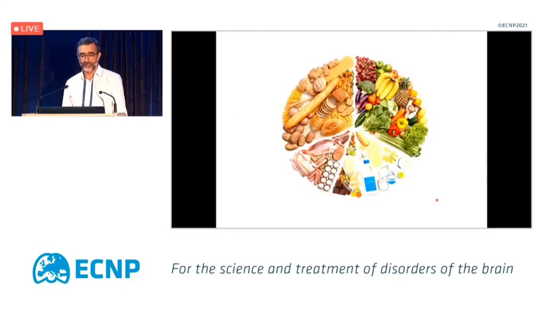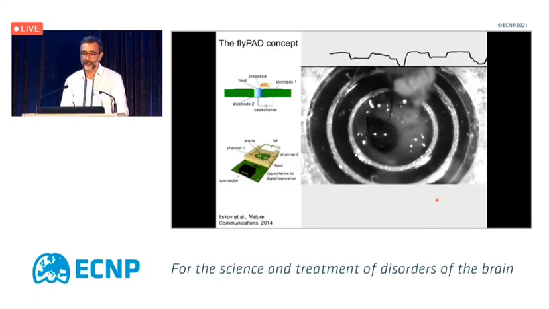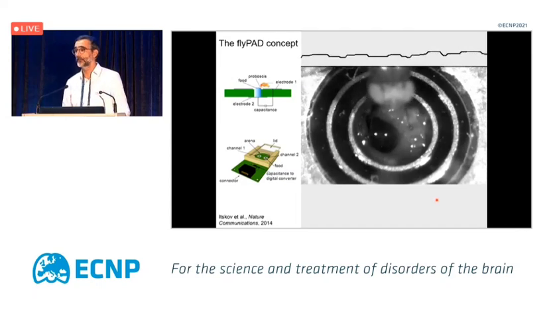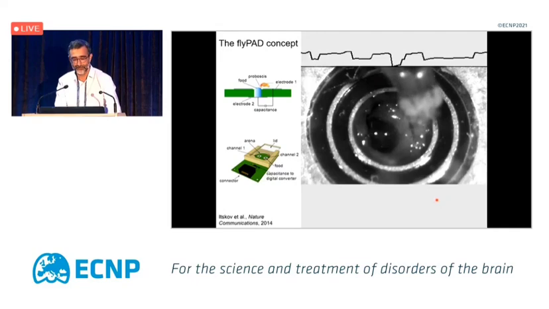But we want to understand food choice. The way we measure food choice in flies is using the fly pad. This is the same principle as you use on your iPhone and iPad if you're bored and are now reading your emails instead of listening to me.